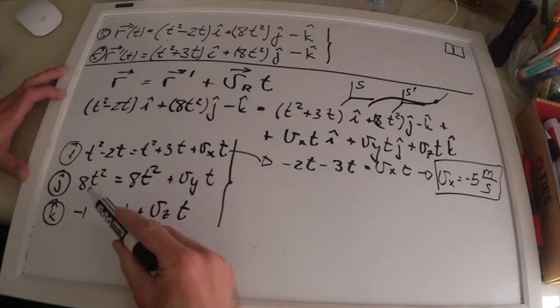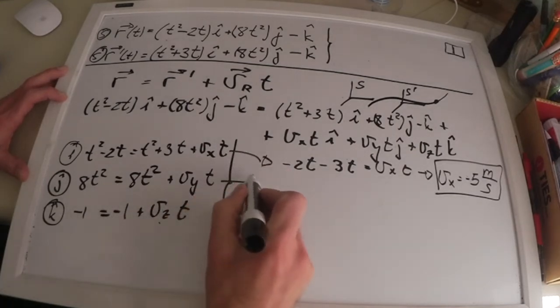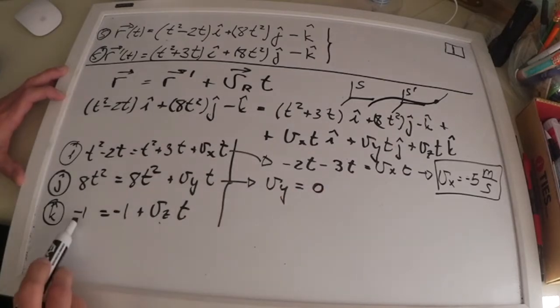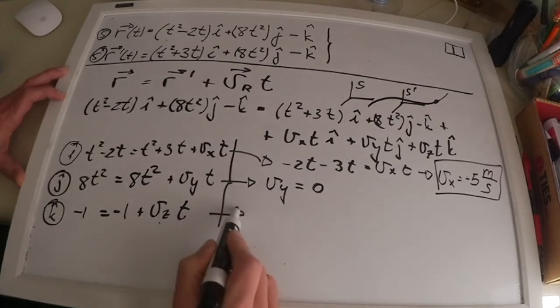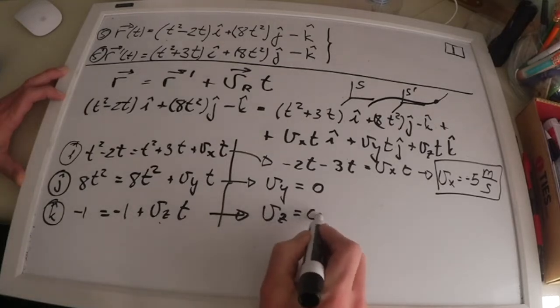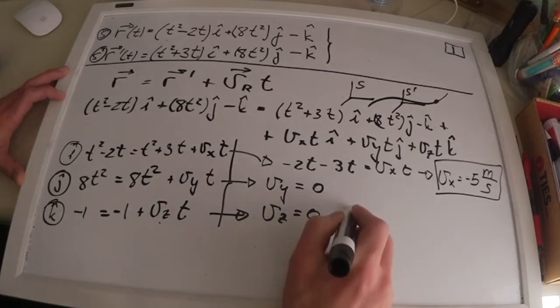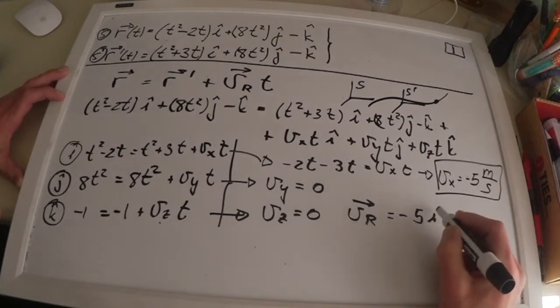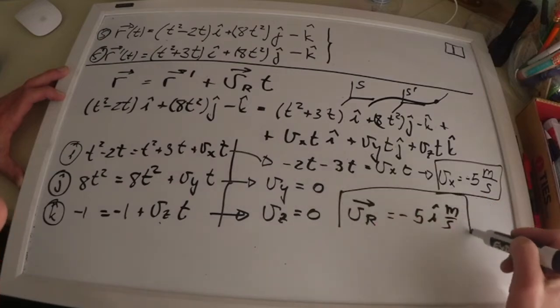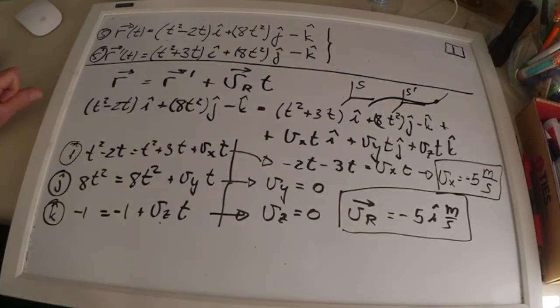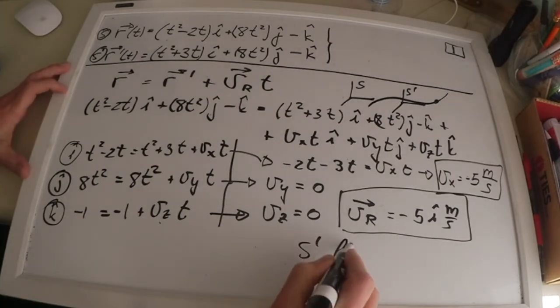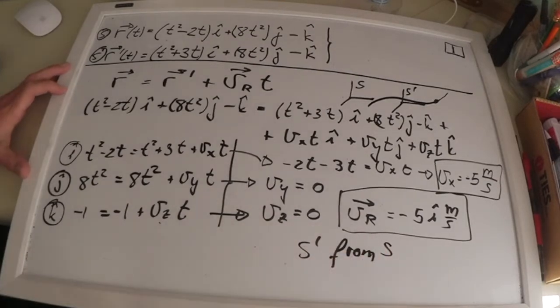From the second equation, 8t squared cancels 8t squared, and this gives me the velocity in the y direction is 0. In the other equation, minus 1 cancels minus 1, and the last one, vz, is equal to 0 meters per second. So the final result, the relative velocity, is minus 5 i hat meters per second, along the x-axis. This is the relative velocity between both reference frames, the velocity of S prime as seen from the reference frame S.